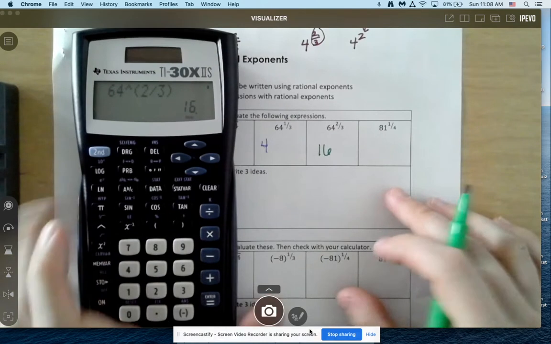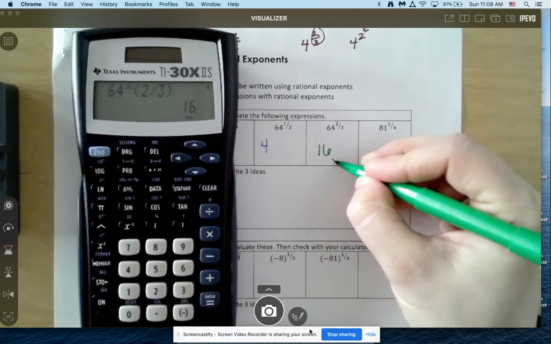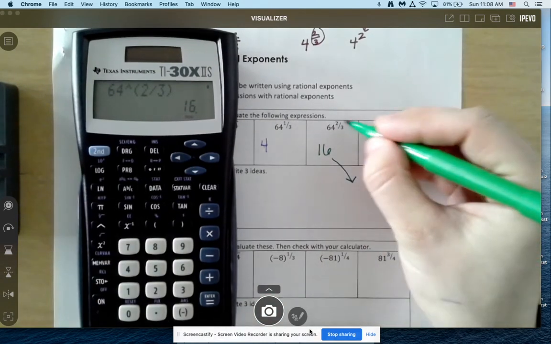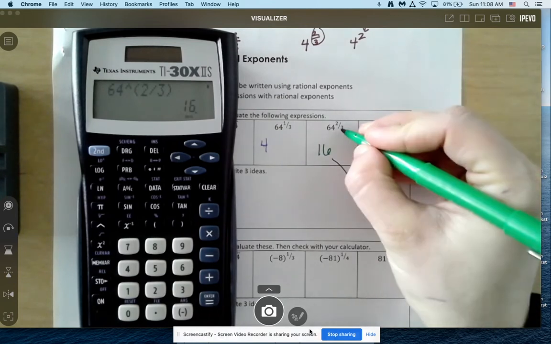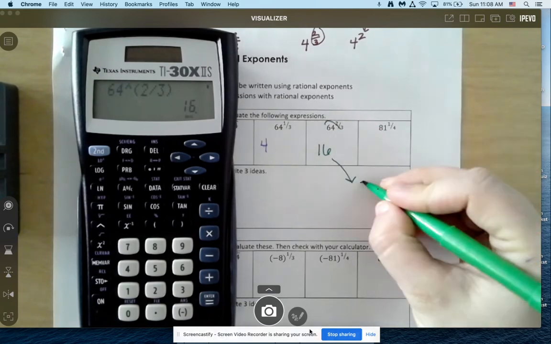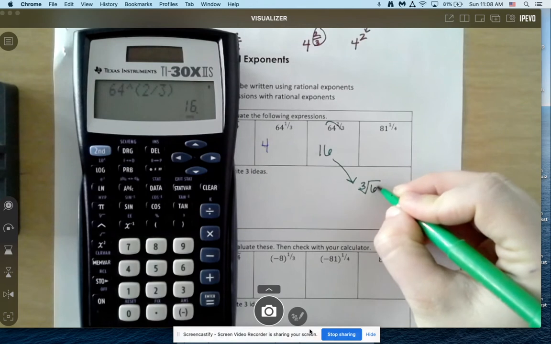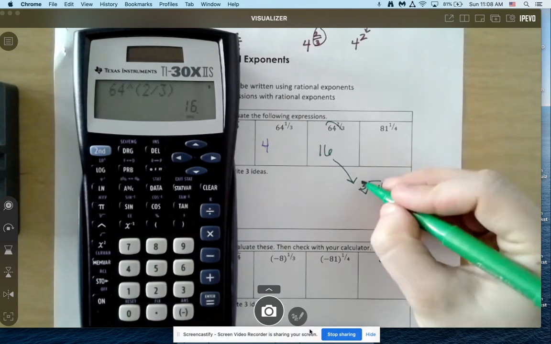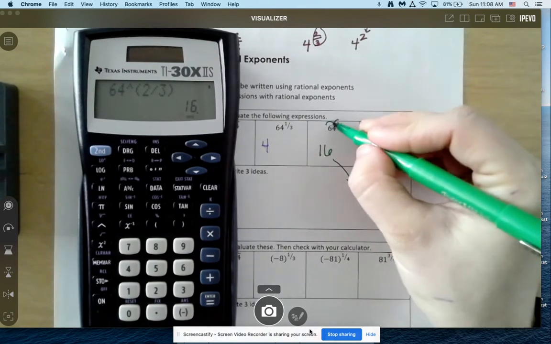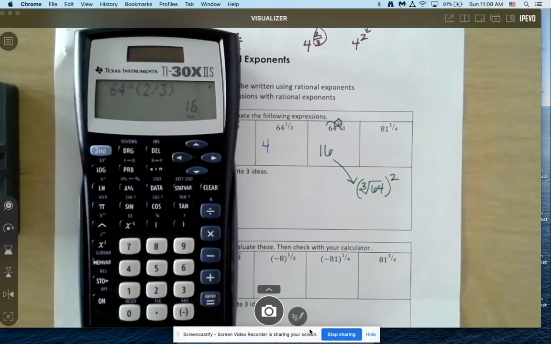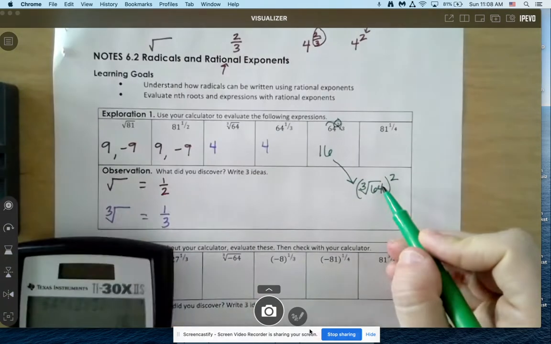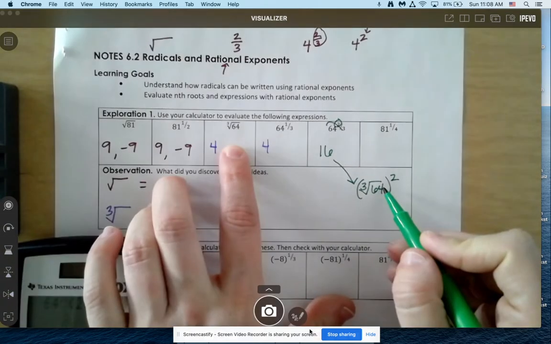Well, let's break this one down a little bit, folks. I'm going to kind of write it right here. So what this would look like if we were to break it down into radical form is that little 3 comes out in front. So it's going to be the cubed root of 64. And then don't forget about that 2. And then whatever you get, you square it because of that 2. Well, we already found that the cubed root of 64 was 4.